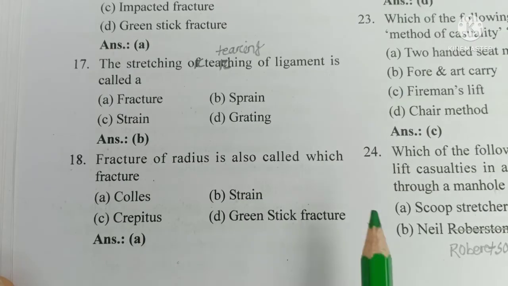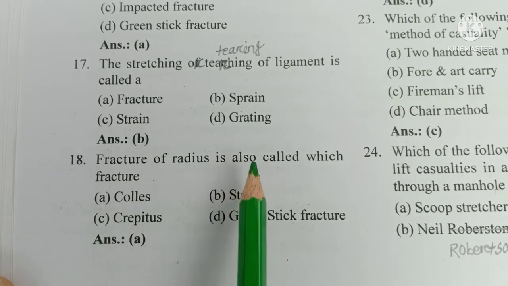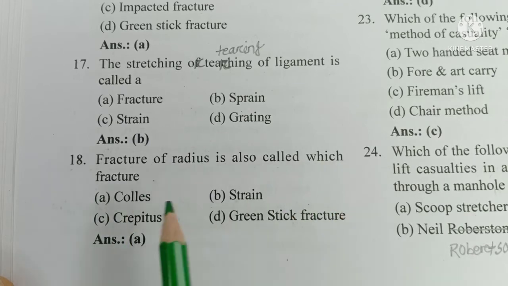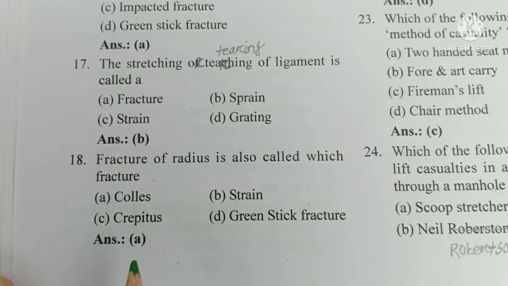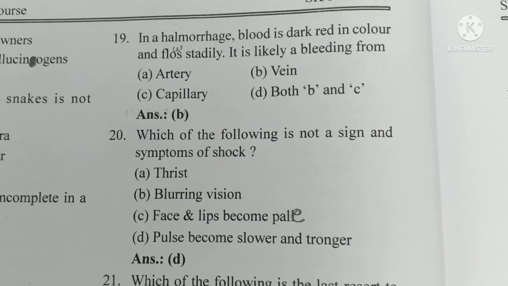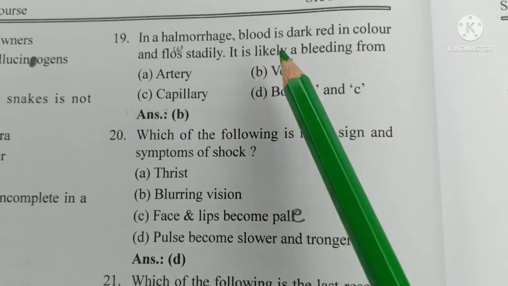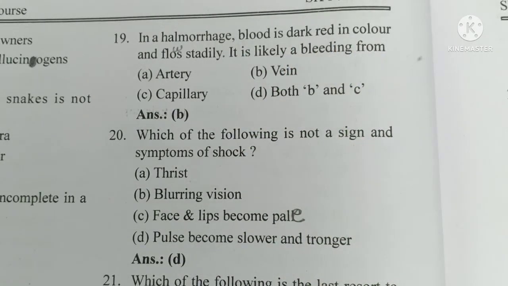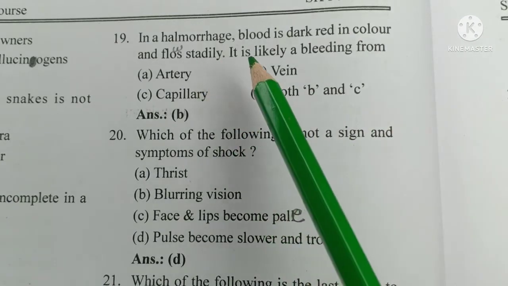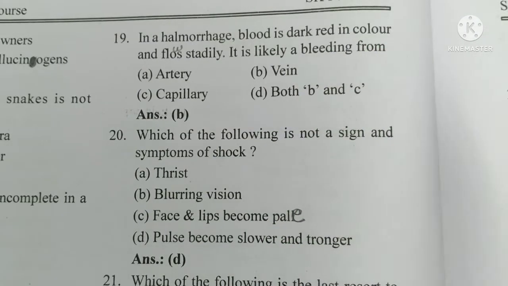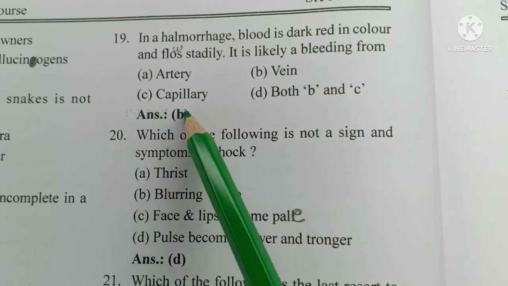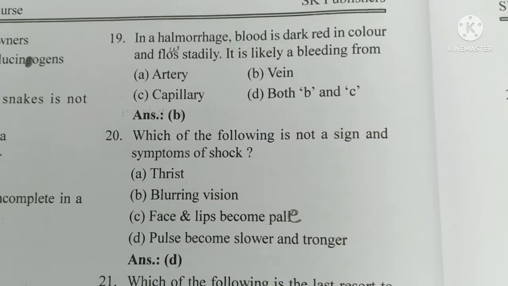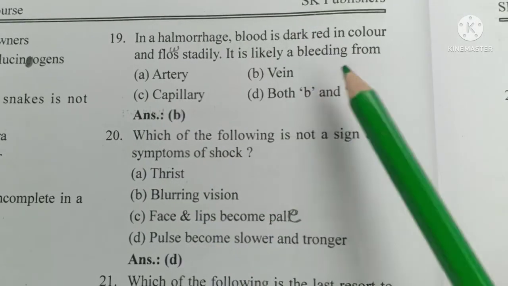Question number 18. Fracture of radius is also called which fracture? Colles fracture, strain, crepitus, green stick fracture. The answer is A. Colles fracture. Number 19. In hemorrhage, blood is dark red in color and flows steadily. It is likely a bleeding from artery, vein, capillary, both B and C. The answer is B. Vein.